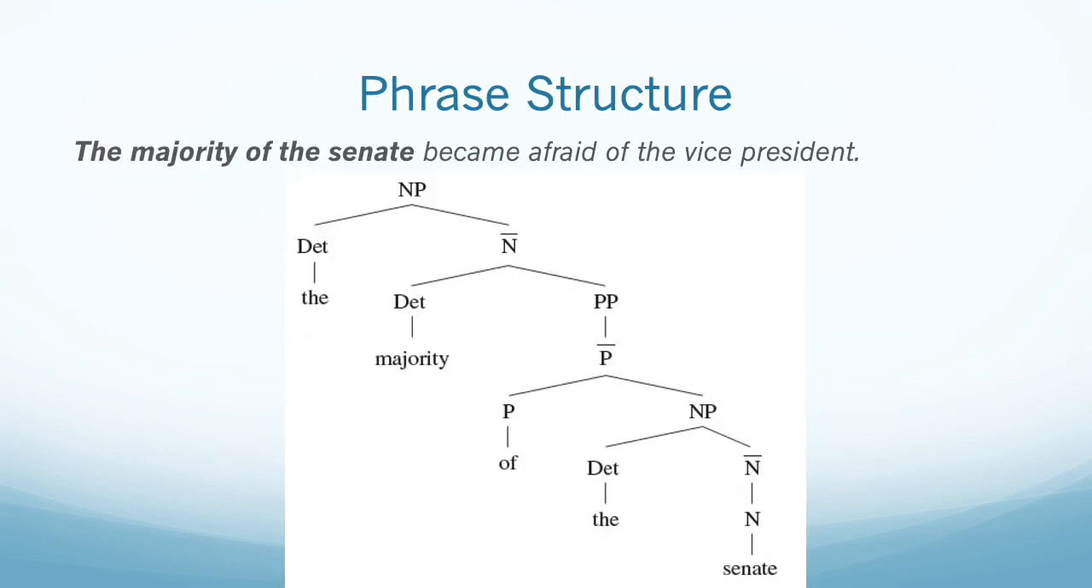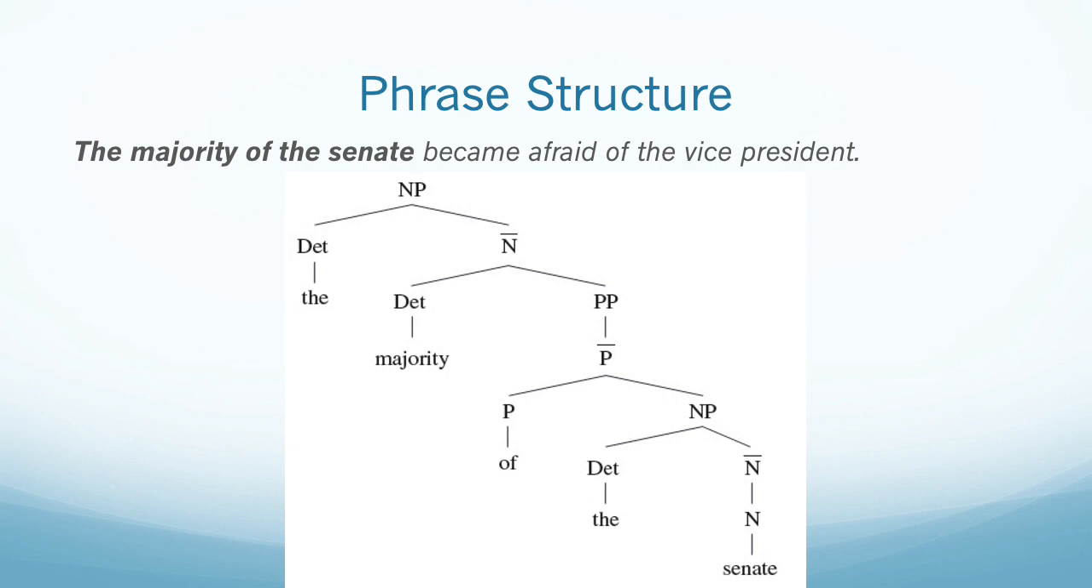So let's walk through an example of a longer sentence diagrammed using this X-bar template that I just showed. Here we have the sentence, "The majority of the Senate became afraid of the vice president." We're going to look at this in 2 parts because it's kind of long. So right now we're going to focus on the first half of the sentence, which happens to be a noun phrase, "the majority of the Senate."